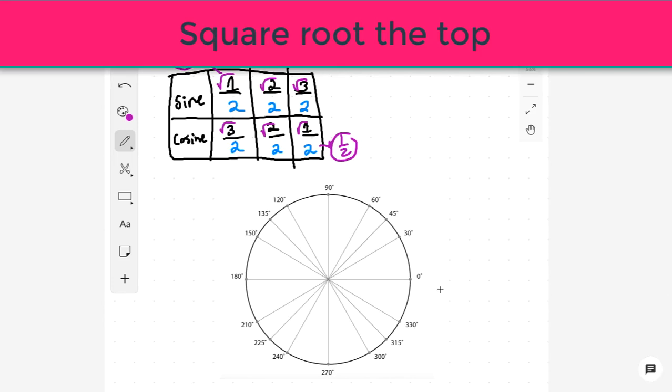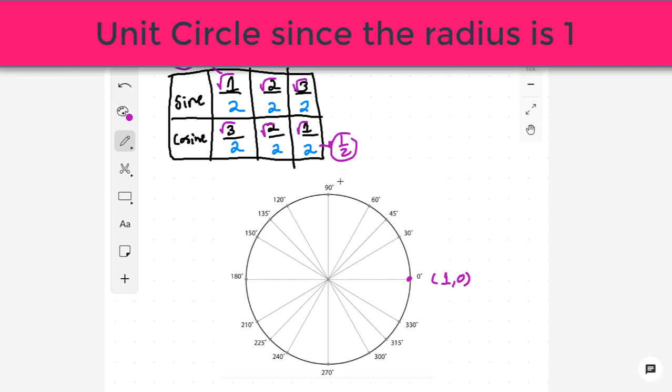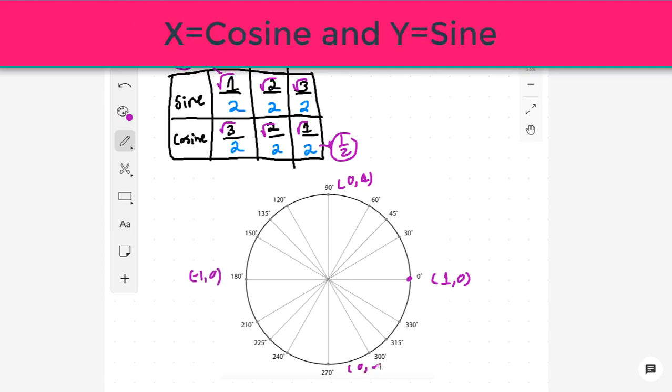Now, let's go by the intersections. This intersection here is when x is equal to 1, y is equal to 0. Remember, it's called the unit circle because the radius is 1. Then this is going to be 0, 1. This is going to be here negative 1, 0. And this is going to be here 0, negative 1.